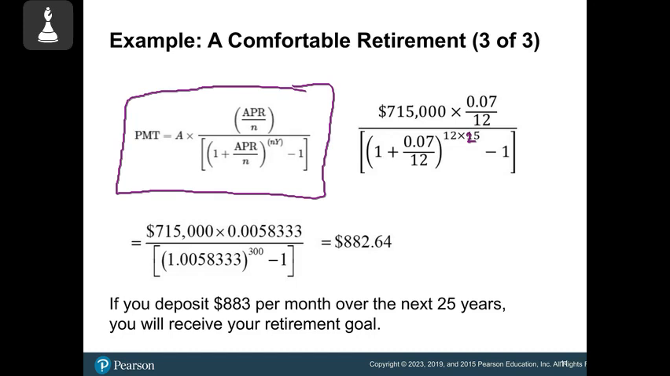And then again, I could go to that scientific calculator, type it in up here. I could simplify some of these values, type it in like this, but I would get $882.64. So what that would mean is roughly if I deposit $883 per month for the next 25 years, I would reach that balance of $715,000, which I could withdraw $50,000 every year and still have $715,000 at the end to be able to do that again the following year.